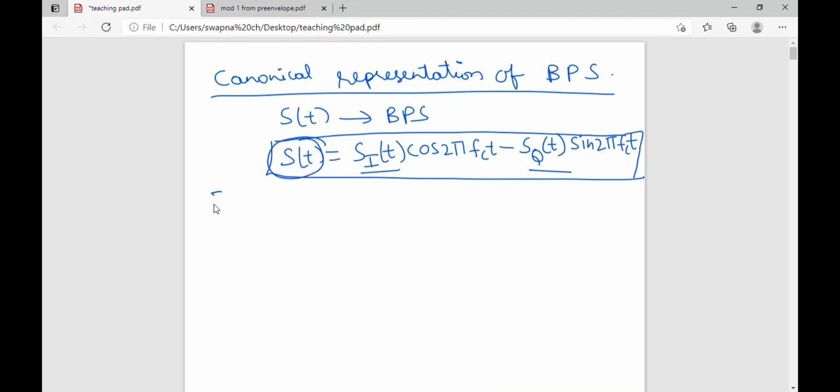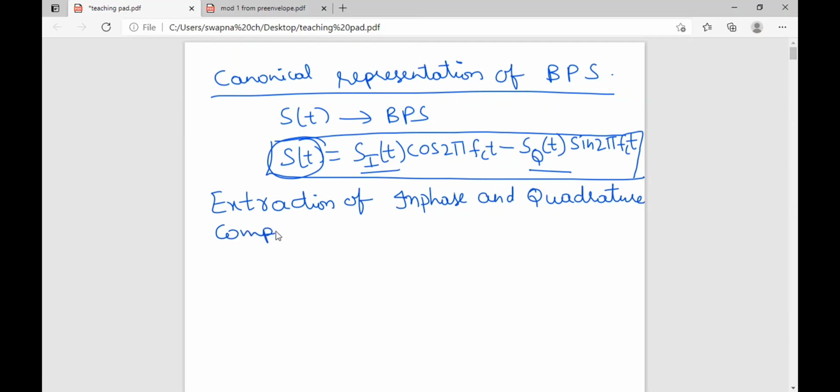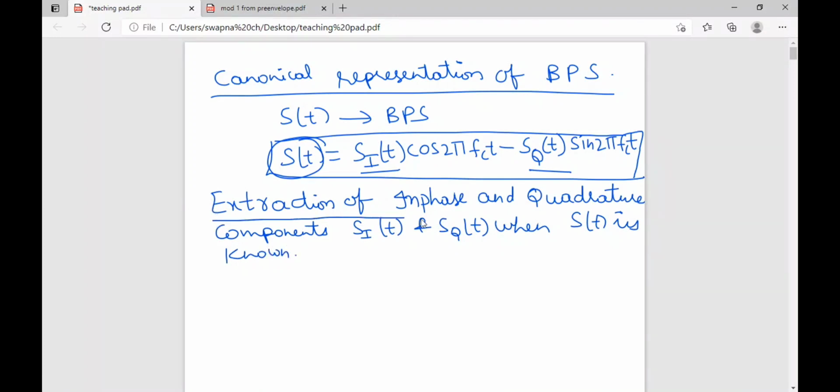So the last topic which we have seen was extraction of in-phase and quadrature components Si of t and Sq of t when S of t is known. Okay, so this is what we have started in the last class.